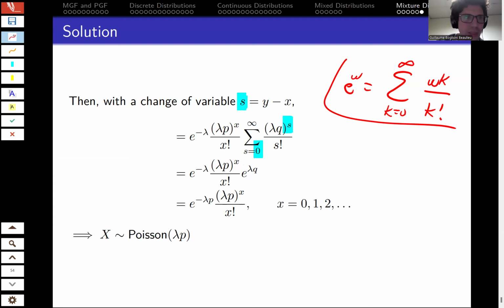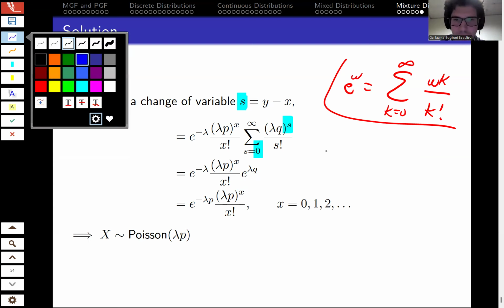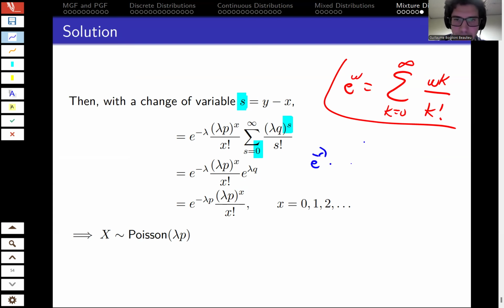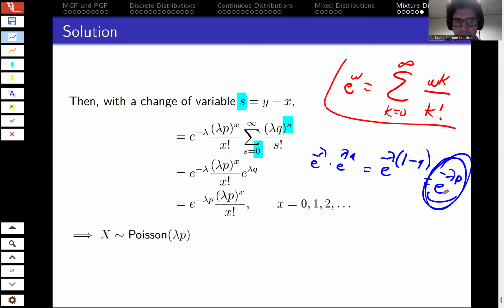Maybe they just write that explicitly to make sure. E to the minus lambda times e to the lambda q. You can put minus lambda in front, then you get 1, and here you get minus q, which is then e to the minus lambda p, which is what you found. You find this thing is here, the rest doesn't change, and you're done.